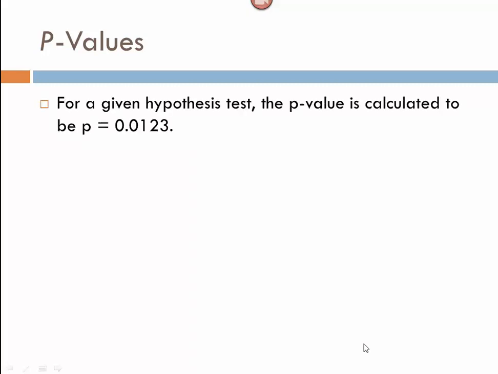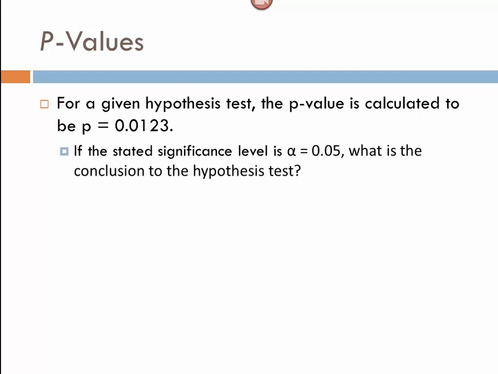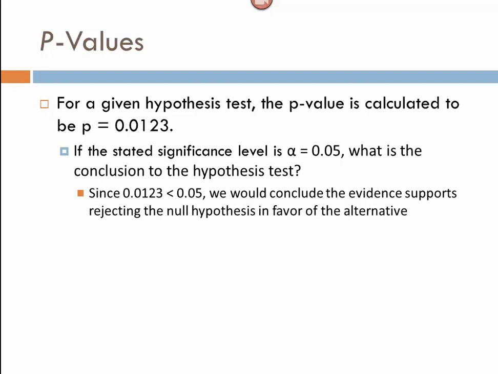So, for a given hypothesis, the p-value is calculated to be 0.0123. Now, if our stated significance level is 0.05, what is the conclusion of the hypothesis test? In this case, since it's less than 5%, we would conclude that the evidence supports rejecting the null in favor of the alternative.